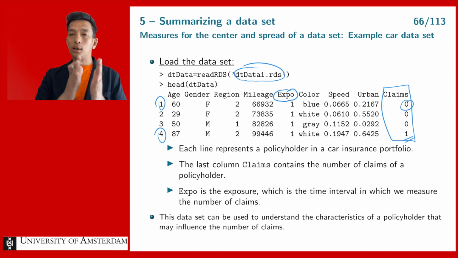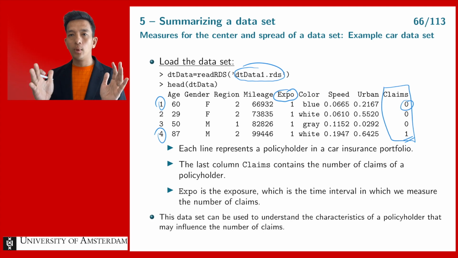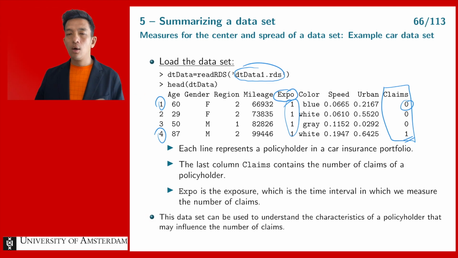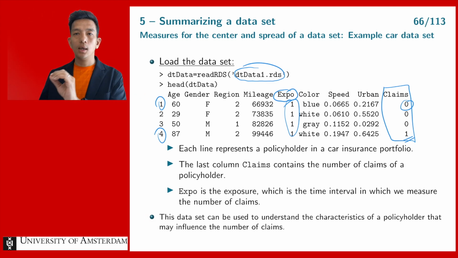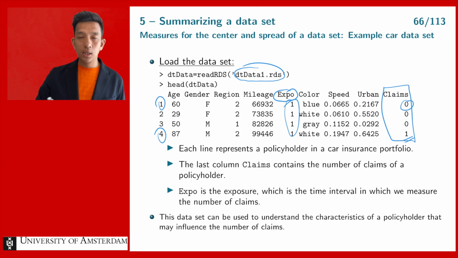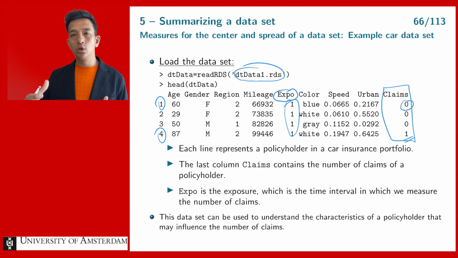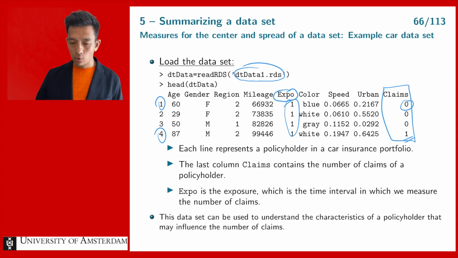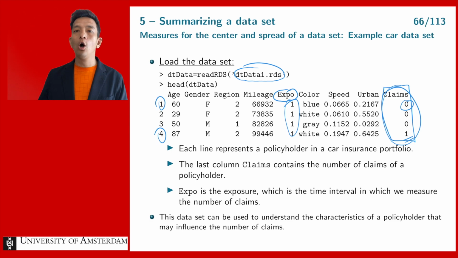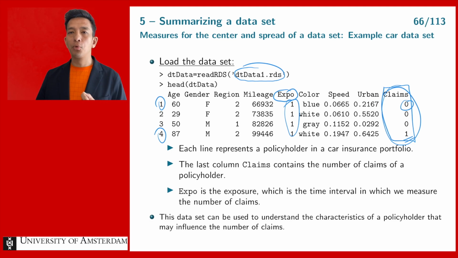It records what is the time frame we are following this policyholder. So you see it's all 1, so it means that we look over 1 year, we look at our policyholder and we say in this year he or she had 0 or 1 or 2 or 3 claims. We have different variables that we can use to predict how many claims someone will have in the future. So my column claims, that is my response variable, the variable that I want to predict. All the other variables are my predictors. This will help me to understand what determines how many claims someone will have.